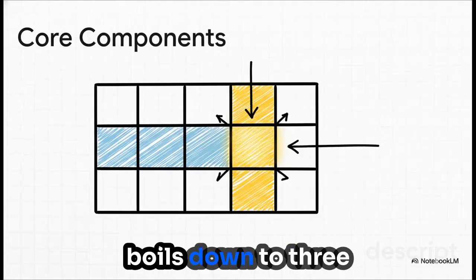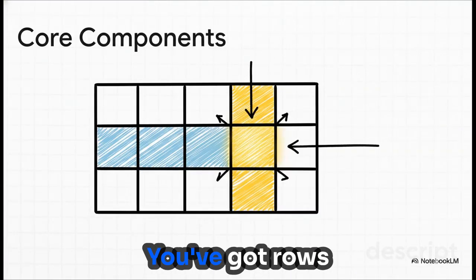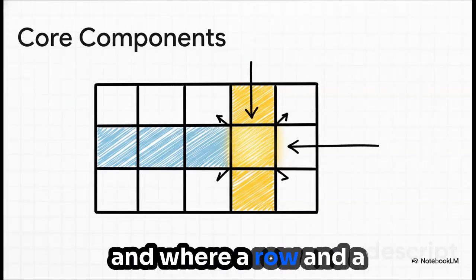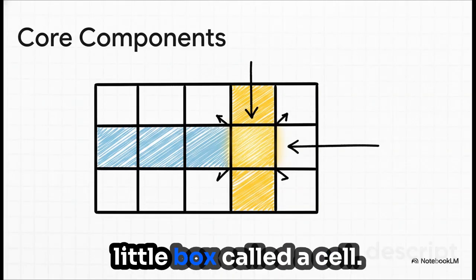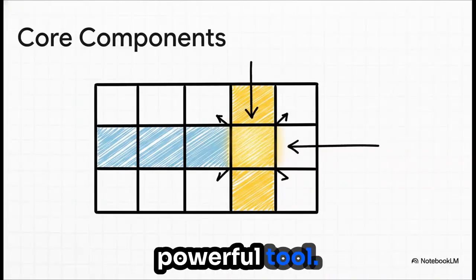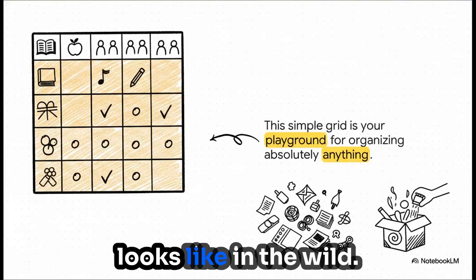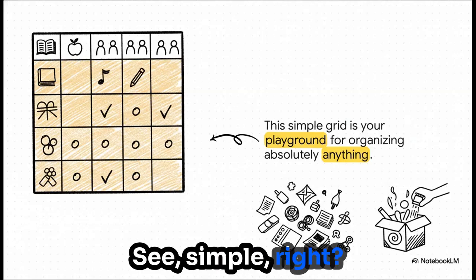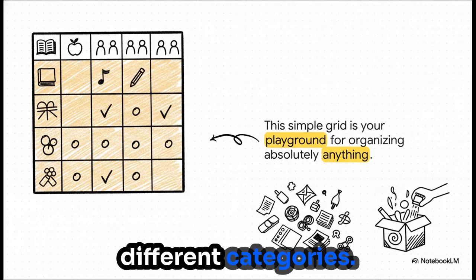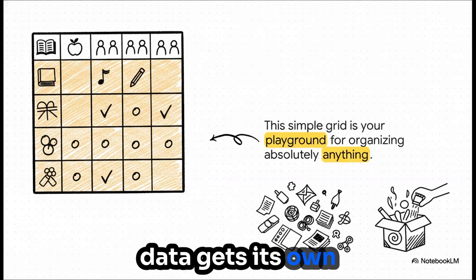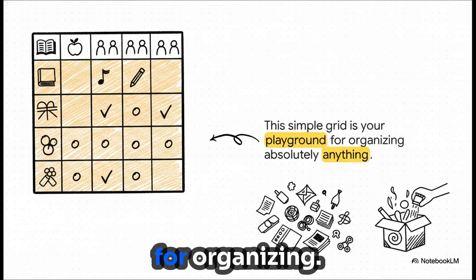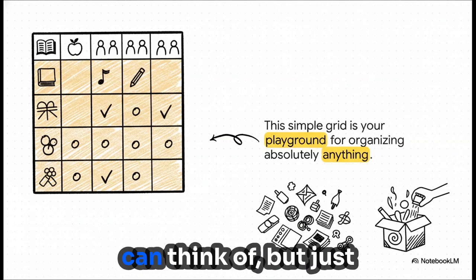And the whole thing boils down to three super simple parts. You've got rows, which go across, you've got columns, which go up and down, and where a row and a column meet, you get a little box called a cell. That's it. That is the entire foundation of this powerful tool. And here's what that looks like in the wild. See? Simple, right? The rows can be for different items, the columns for different categories. Each piece of your data gets its own neat little home. This simple grid is your personal playground for organizing literally anything you can think of.